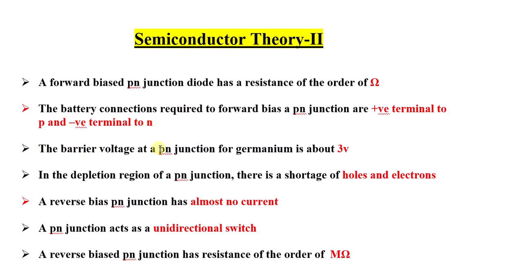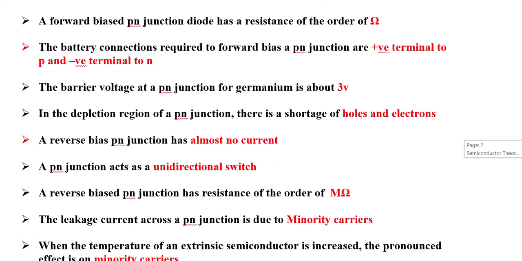The barrier voltage at a PN junction for germanium is about 3 volts. This is very important. What is barrier voltage? Whenever the PN junction diode is not biased, there will be some barrier present between the P and N regions. This is nothing but the barrier region, and there will also be a voltage present in the barrier at the same time. So the barrier voltage at a PN junction for germanium is about 3 volts. This is the point to remember.